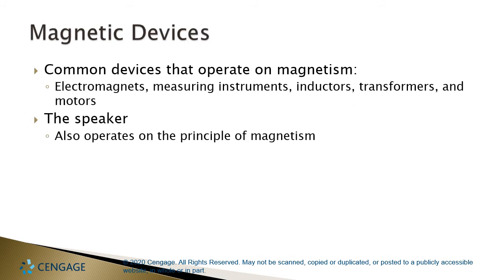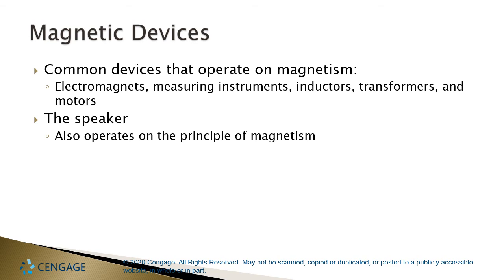Now, it turns out that magnets are used in a whole variety of electrical equipment. We have essentially just electromagnets that are used for various devices. We use them in measuring instruments. We're going to talk about inductors a little bit later. Transformers and motors all use magnetic devices. It's one of the ways electricity is used to generate motion.